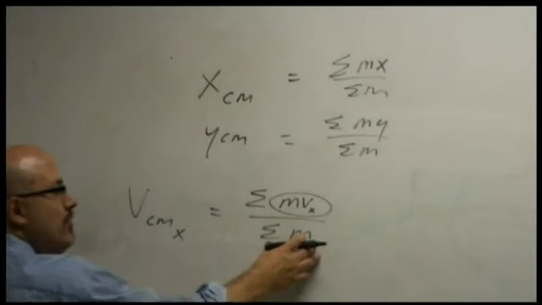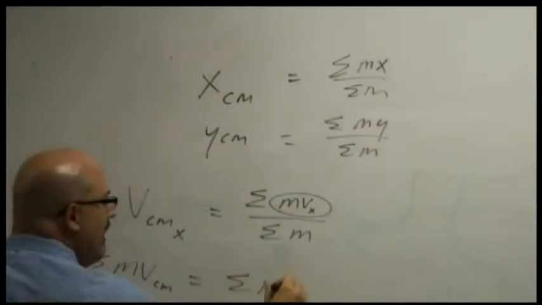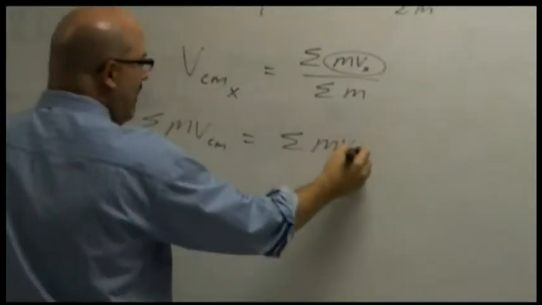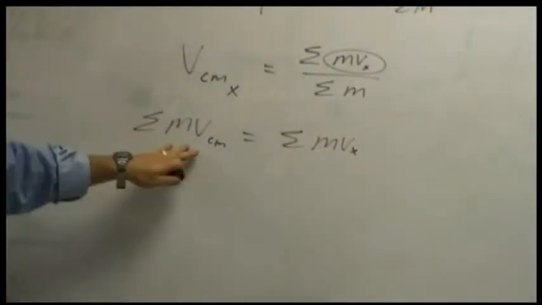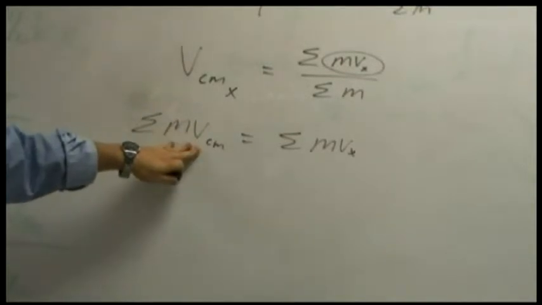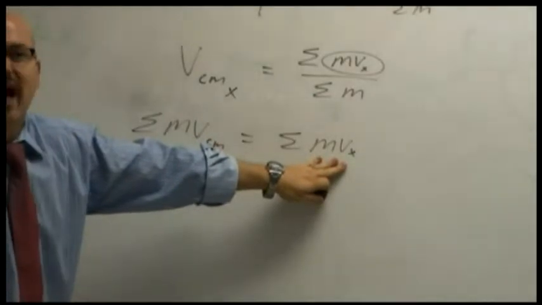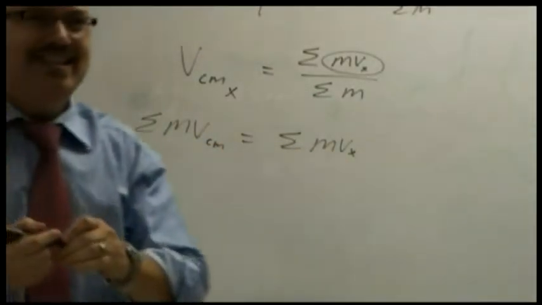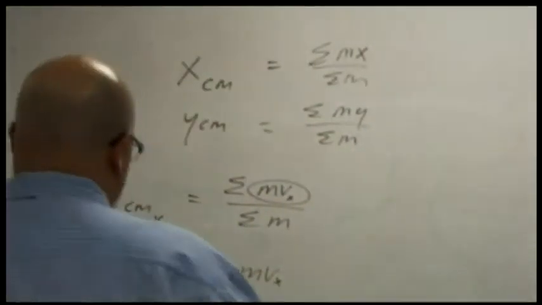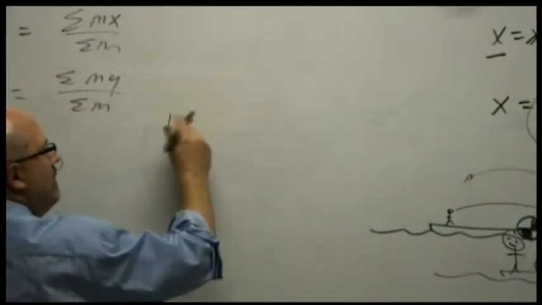Now look, if you move this to the other side, you get the sum of the mv's of the center of mass equals the sum of the mv's in the x direction. And so what you end up with is in the absence of outside forces, the sum of the mv's before and the sum of the mv's afterwards are the same. The velocity of the center of mass never changes, which is another way of saying that the momentum never changes. Okay? All right.